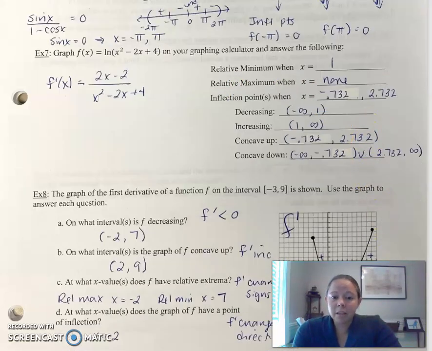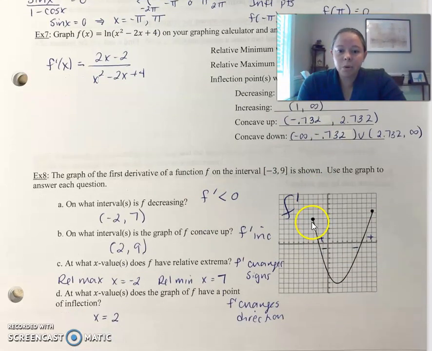Okay, and then lastly, here's just one more example, graph of the first derivative. So these can be a little bit challenging. This is the graph of the first derivative, and I always highly suggest you label the graph so you know exactly what you're looking at and you don't get confused. So if this is the first derivative from -3 to 9, use the graph to answer. So on what intervals is the function increasing? You have to immediately think, when is that derivative, or I said increasing, sorry. When is the function decreasing? When is the derivative negative? And that's over here. That's this part of it, -2 to 7.